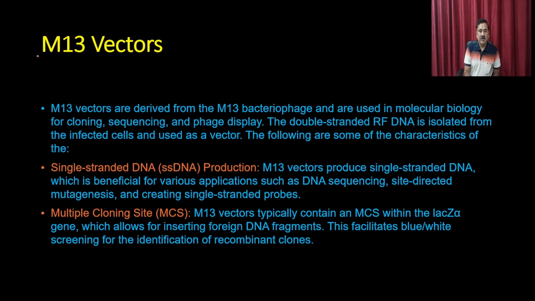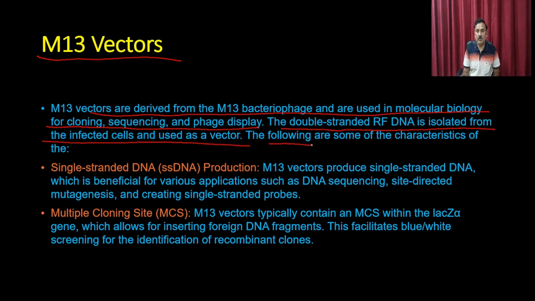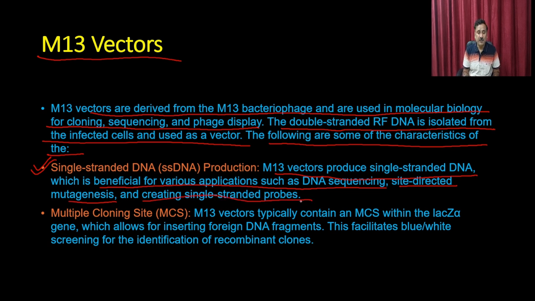Now, talking about the M13 vectors, so M13 vectors are derived from the M13 bacteriophage and are used in molecular biology for cloning sequences and phage display. The double stranded RF DNA is isolated from the infected cell and used as a vector. The following are some of the characteristics. First is single stranded DNA production. So, M13 vectors produce single stranded DNA, which is beneficial for various applications such as DNA sequencing, site directed mutagenesis, and creating single stranded probes.